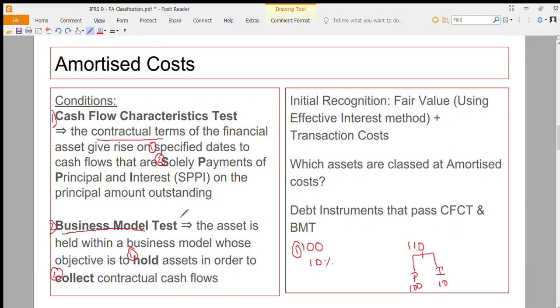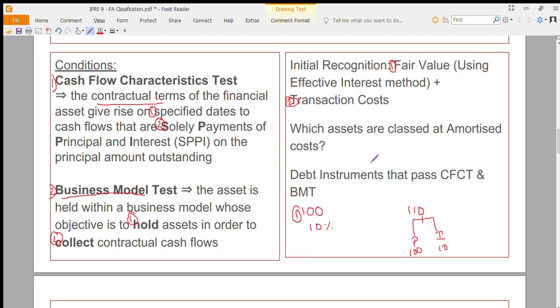There is just one more point that I want to tell you before we move forward. What will be the treatment for initial recognition when you classify an asset under this category? You have to measure the asset at fair value plus transaction cost. So you'll have to find out the fair value of the asset. In a typical case, it will be the money that you have spent to purchase the asset, and if there are any transaction costs associated with the purchase, then that should also be treated as part of the cost.